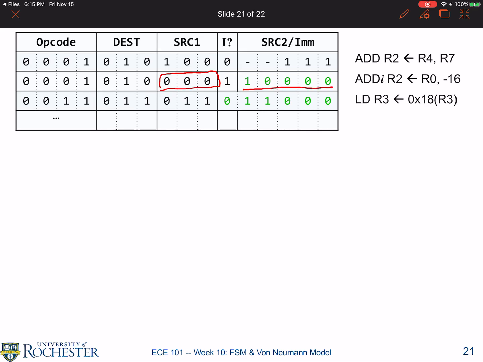It's minus 16. So take the value of R0, add minus 16 to that, put the result into register 010, which is register 2. Okay, that's very convenient. We can do that. And how do we even tell the computer, please don't treat this as a register? We have to tell the computer. Otherwise, how does the computer know to treat it as a value or a register?